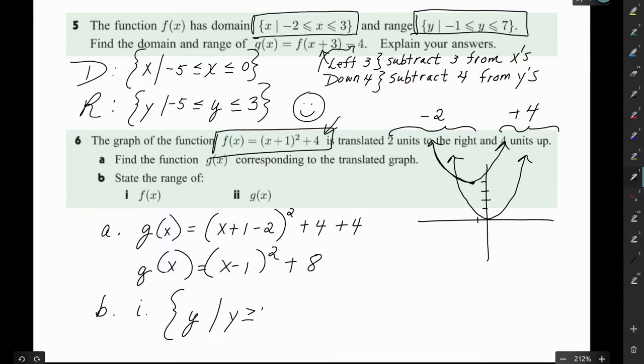Y is greater than or equal to 4. Now for the translated function, and we want to look at this now, right? This function moved right 1 and is up 8. So this outside value, when we're talking about a parabola, a quadratic, x squared, moved the whole function to 8, so it's greater than or equal to 8.